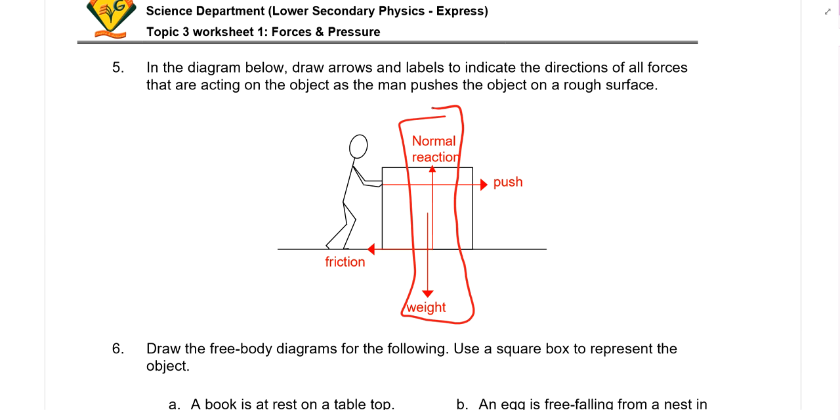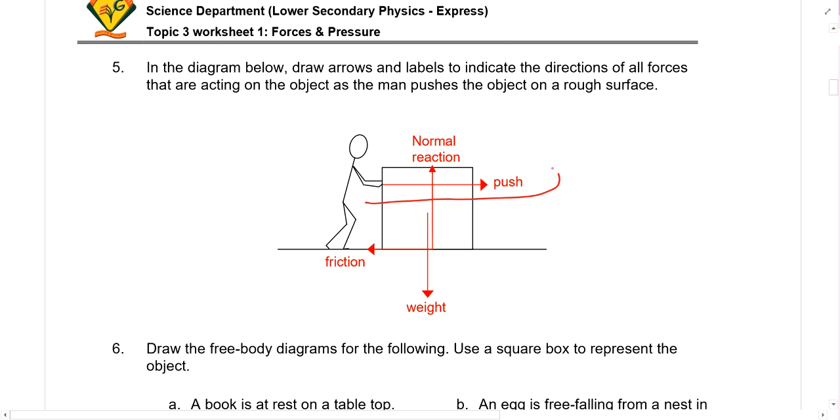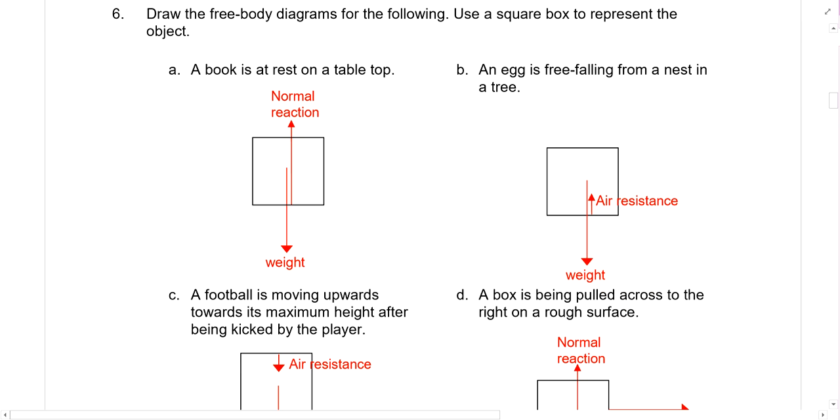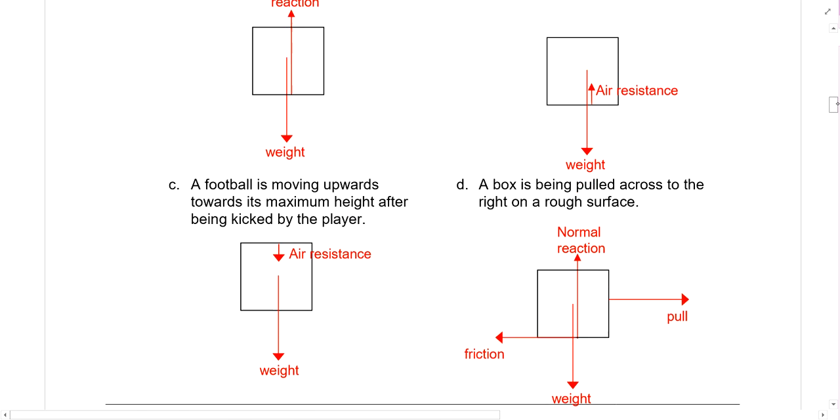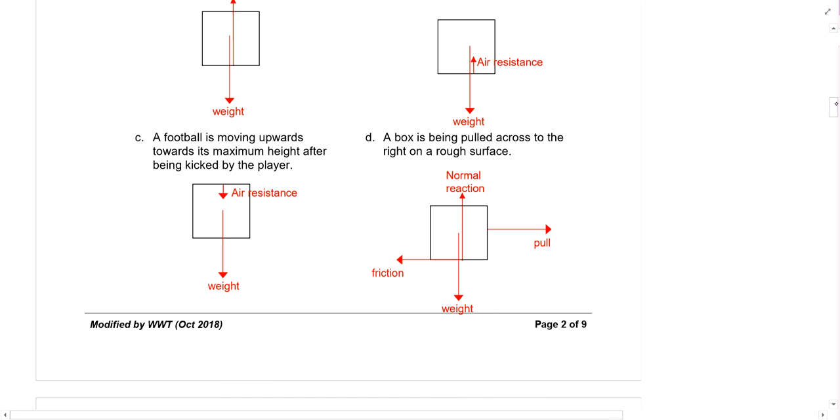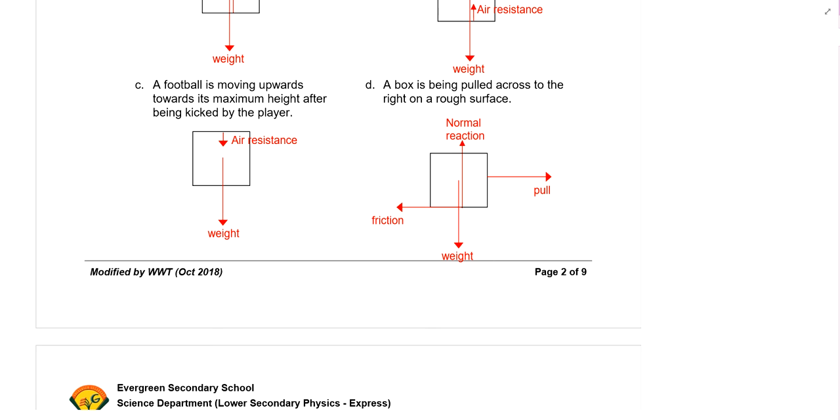Next, we require the push. The push starts from this side. And we will therefore expect friction at the bottom. As long as your frictional force is shorter than your push force, you're fine. Question 6. These are the diagrams. Please check and self-mark. Next.